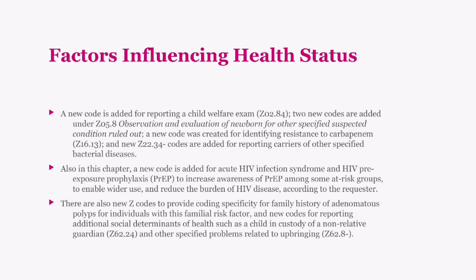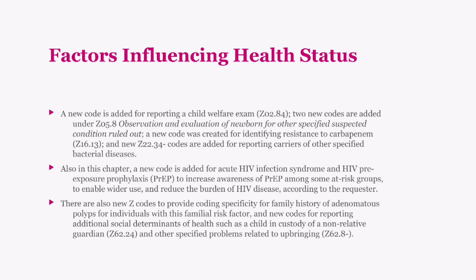Factors influencing health status. A new code is added for reporting a child welfare exam, Z02.84. 2 new codes are added under Z05.8 observation and evaluation of newborn for other specified suspected condition ruled out. A new code was created for identifying resistance to carbapenem, Z16.13. And new Z22.34 codes are added for reporting carriers of other specified bacterial diseases.